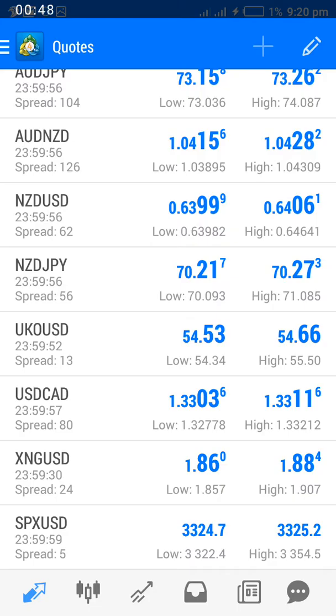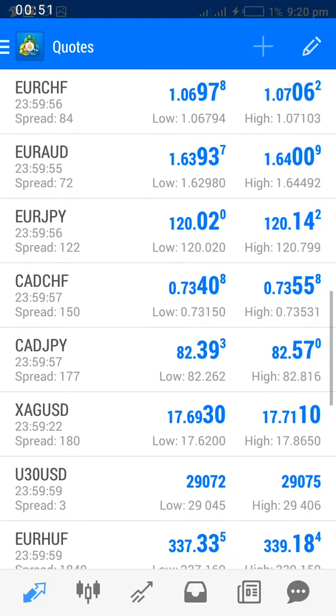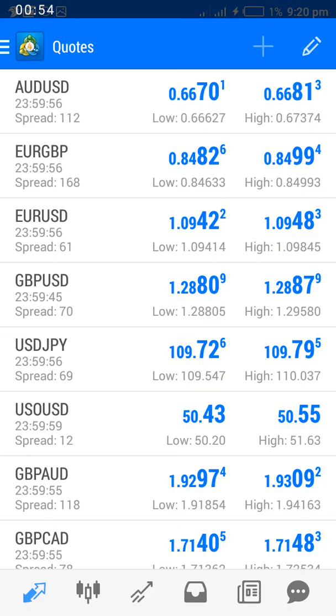The quote is where all the currencies that you will be trading are. Like this first one, AUD/USD, that is Australian dollar against US dollar. The second one, Euro GBP, that is Euro against Great British Pounds. The third one, Euro against USD. The fourth one, Pounds against USD. USD against Japanese yen. Like that, and so on.